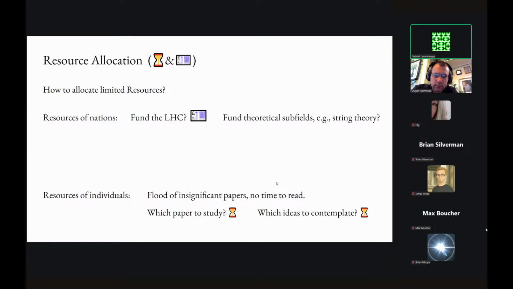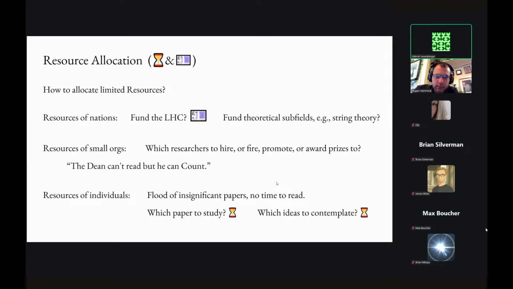And things like that. Yeah, many important questions. And in between, small organizations also have to decide on which researchers to hire or fire or promote or award the prizes to. There are many decisions that they have to make, and all of them influence the progress of science, right? From top to bottom here. And all of them are actually equally important.